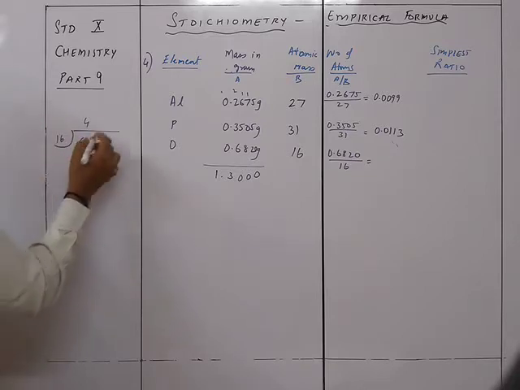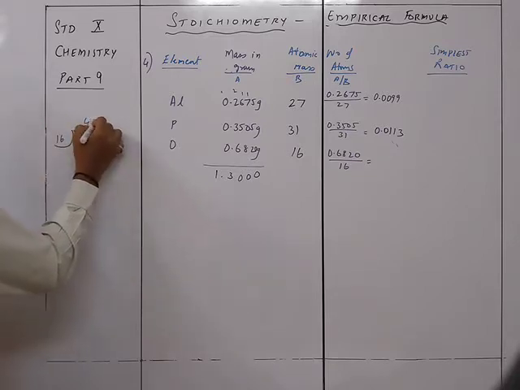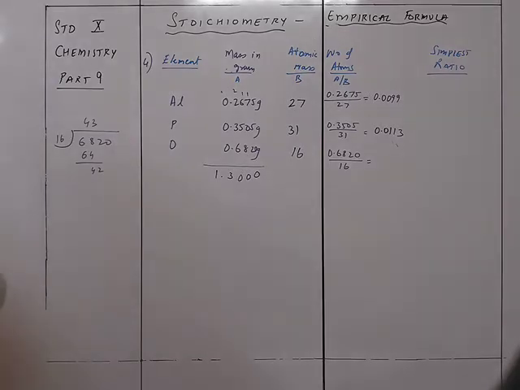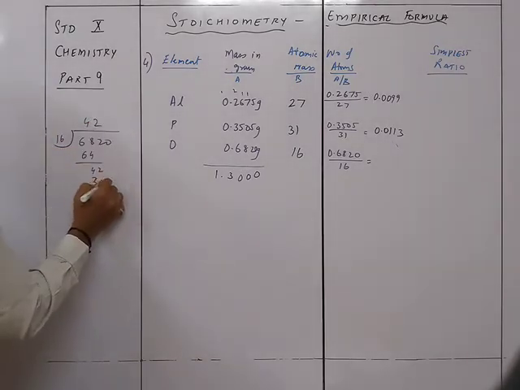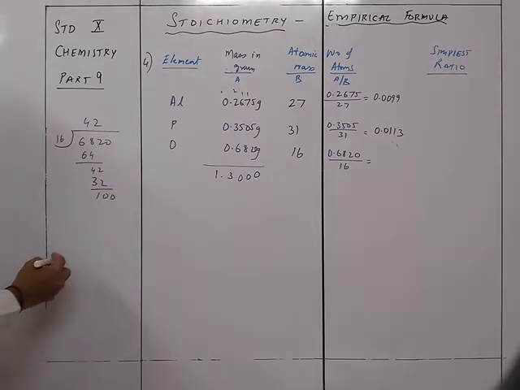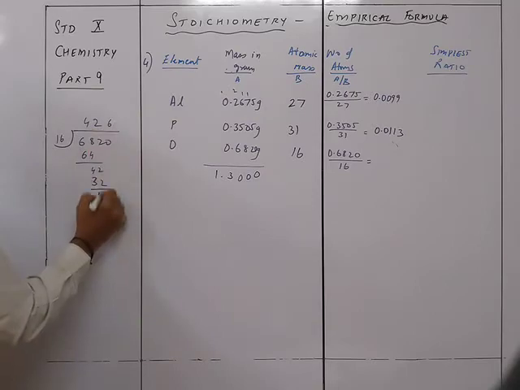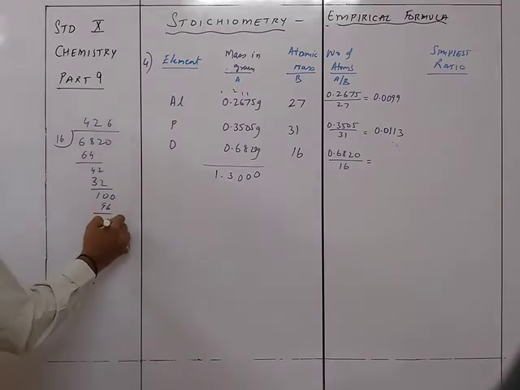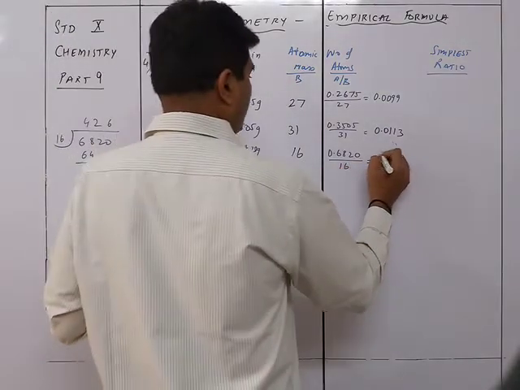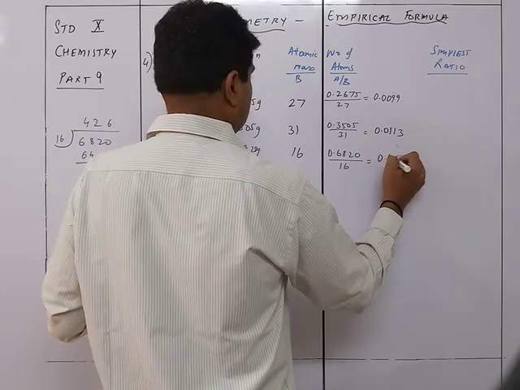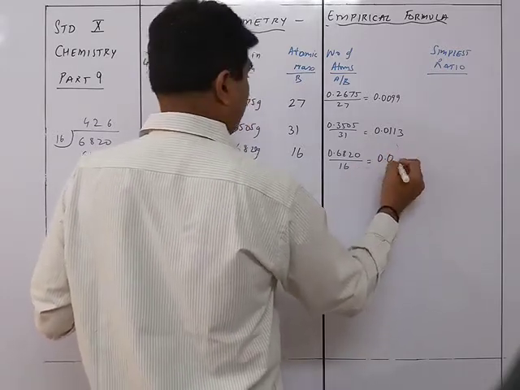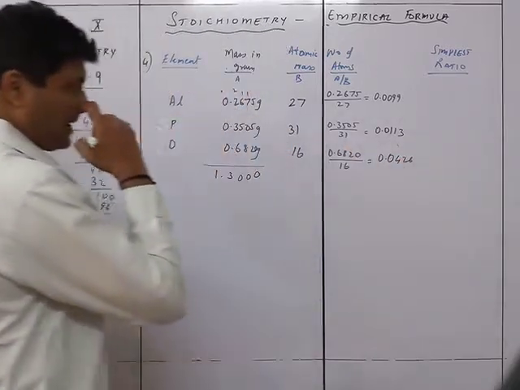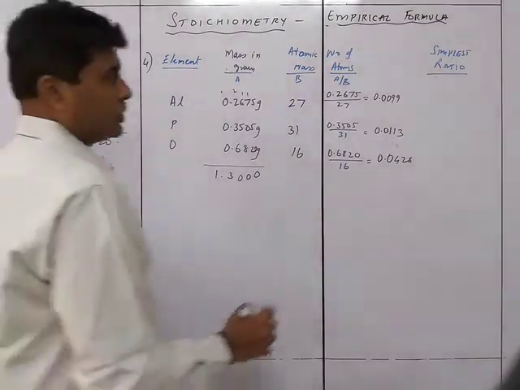Talking about this one, it will be 0.6820 upon 16. 16 4s are 64, and then 42. 16 2s are 32, so it will be 10, 100. 16 6s are 96, so 4. So it will be 0.0426.